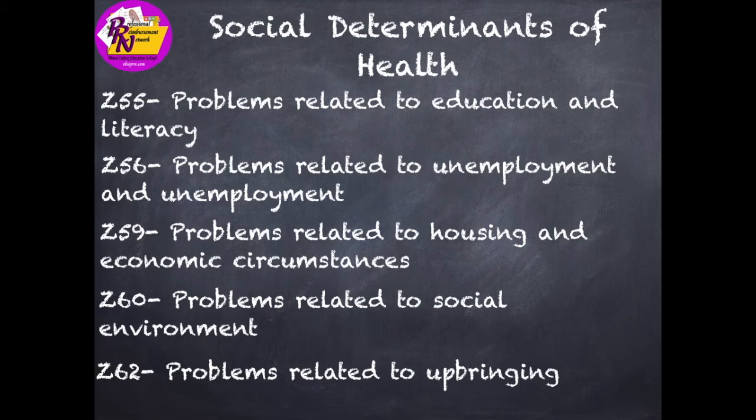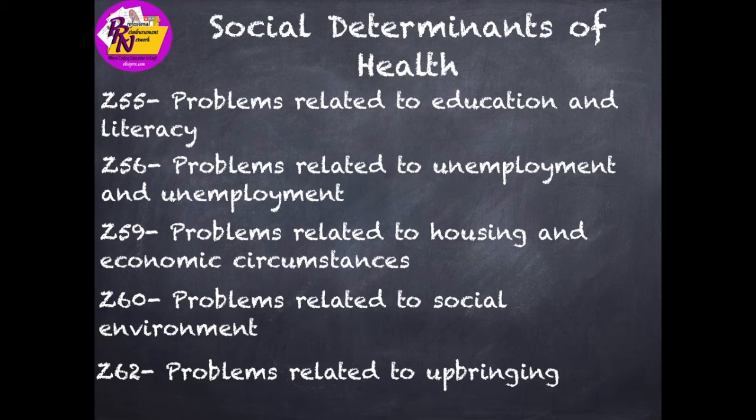Problems and risk factors included in Z59, problems related to housing and economic circumstances, include homelessness, inadequate housing, discord with neighbors, lodgers, and landlords, problems related to living in residential institutions, lack of adequate food and safe drinking water, extreme poverty, low income, insufficient social insurance and welfare support.